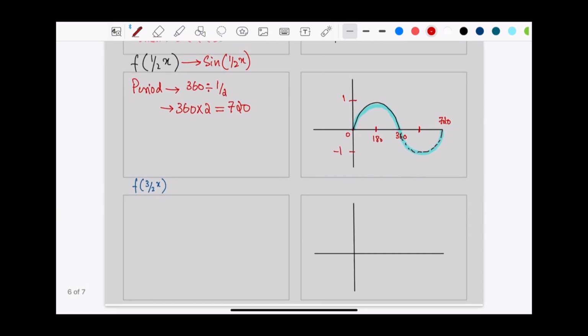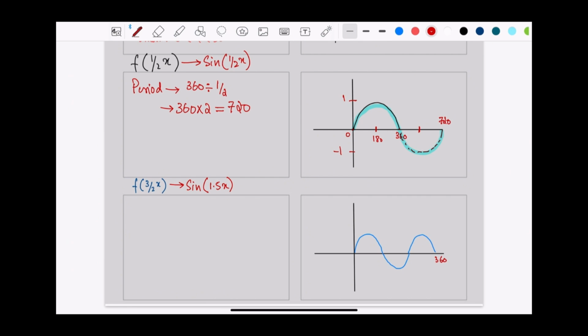So f of 3 over 2, or 1.5, I can say that this is sine 1.5x, or 3 over 2, which means within that 360 degrees there's 1.5 waves complete. So this is one wave, this is half, another half, and this point here, the last, is 360.